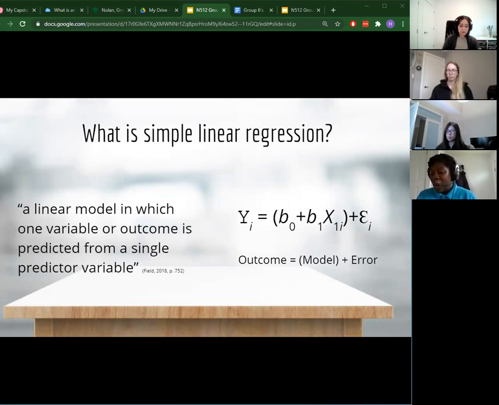So as you know, y is the outcome or dependent variable, and x is the predictor or independent variable, where b1 is the regression coefficient associated with the predictor, and the regression intercept, or b0, is the value of the outcome when the predictor is 0. Epsilon is the error of the estimate.